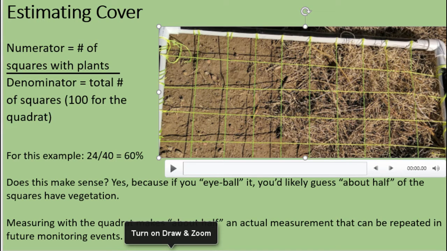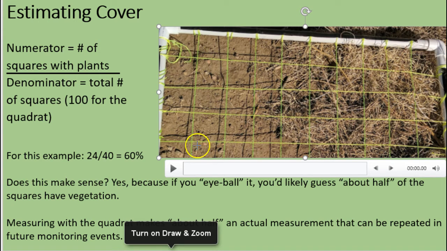So when we're estimating cover, we're going to use a simple fraction. The top of the fraction, the numerator, is the number of squares with plants. The bottom of the fraction is the denominator. This is the total number of squares. In our purpose, there are 100 squares for the quadrat. Okay, so let's go through here.